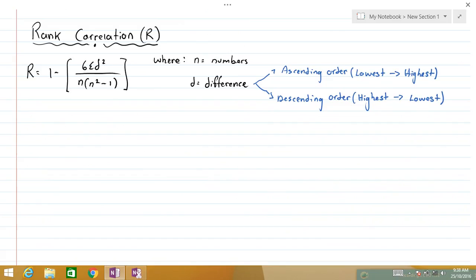Now let's go into the next formula, rank correlation. Okay, so that will be the last part of correlation. So after the break we will go into regression.